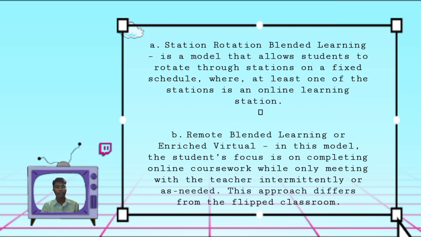Number 2, the second type, remote blended learning or enriched virtual. In this model, the students focus on completely online learning or coursework while only meeting with the teacher intermittently or as needed. This approach differs from the flipped classroom. Speaking of flipped classroom, we go to the third type.